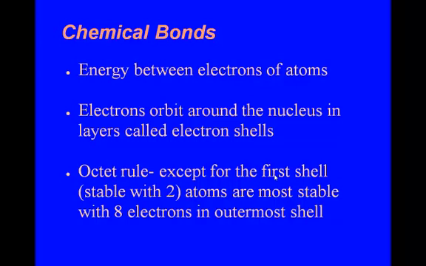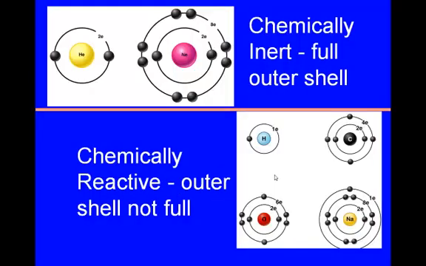Now, there's something called the octet rule. What it says is that, except for the first shell, which is stable with 2 electrons, atoms are most stable with 8 electrons in the outermost shell. Let's move on to the next slide and give you an example.